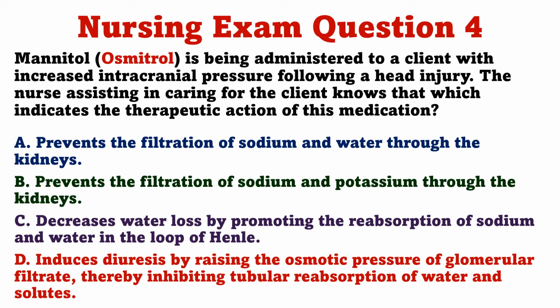Question 4. Mannitol is being administered to a client with increased intracranial pressure following a head injury. The nurse assisting in caring for the client knows that which indicates the therapeutic action of this medication. A. Prevents the filtration of sodium and water through the kidneys. B. Prevents the filtration of sodium and potassium through the kidneys. C. Decreases water loss by promoting the reabsorption of sodium and water in the loop of Henle. D. Induces diuresis by raising the osmotic pressure of glomerular filtrate, thereby inhibiting tubular reabsorption of water and solutes.